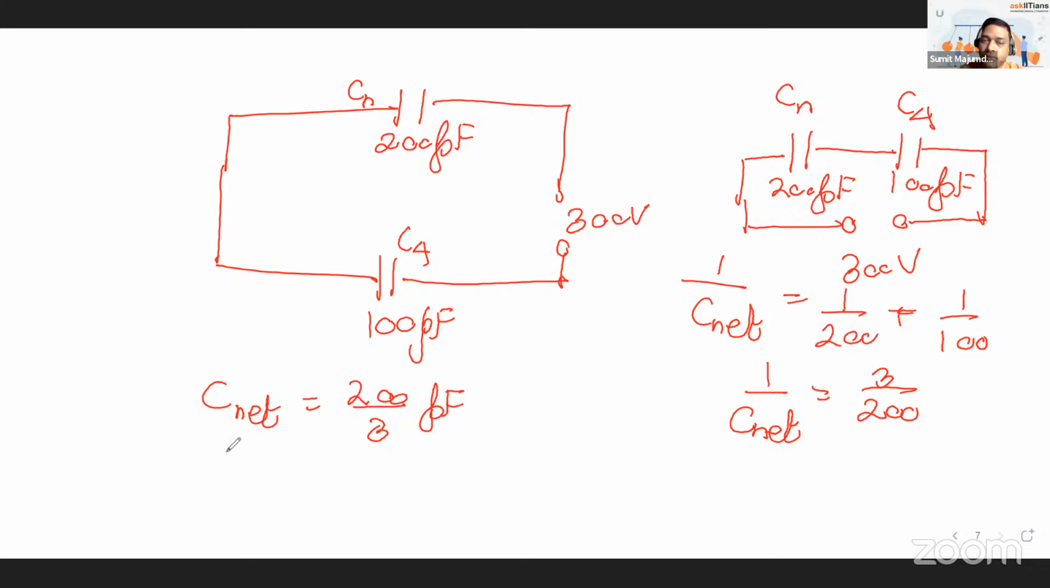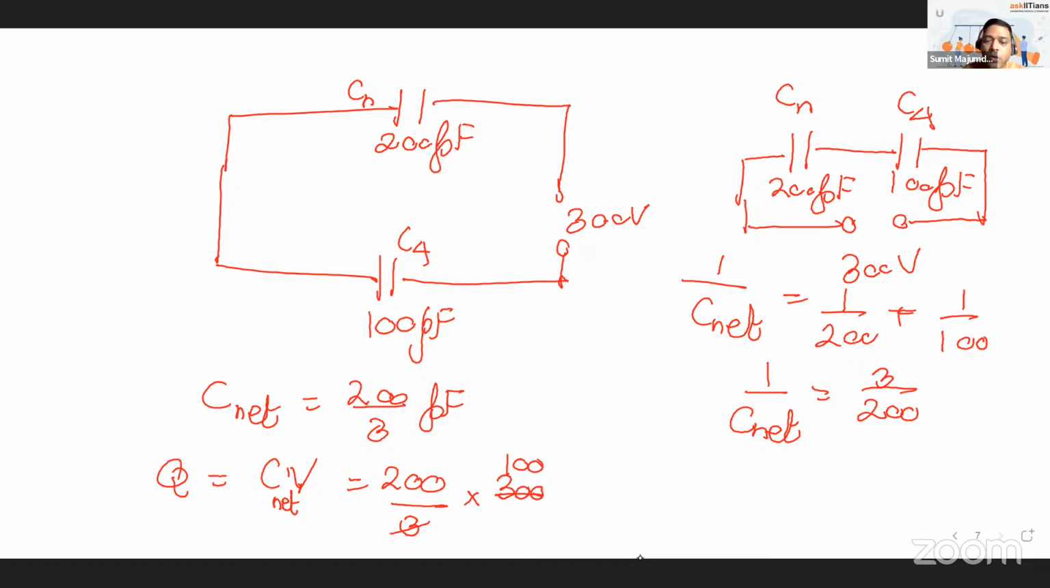So total charge we'll first figure out. Total charge will be Q, which equals C into V. This is the C net into V. So that is 200 upon 3 picofarad into a voltage of 300. So this goes off. Now, since it is picofarad, so picofarad will be 10 raised to power minus 9, right? Sorry, 10 raised to power minus 12, my bad. 10 raised to power minus 12.